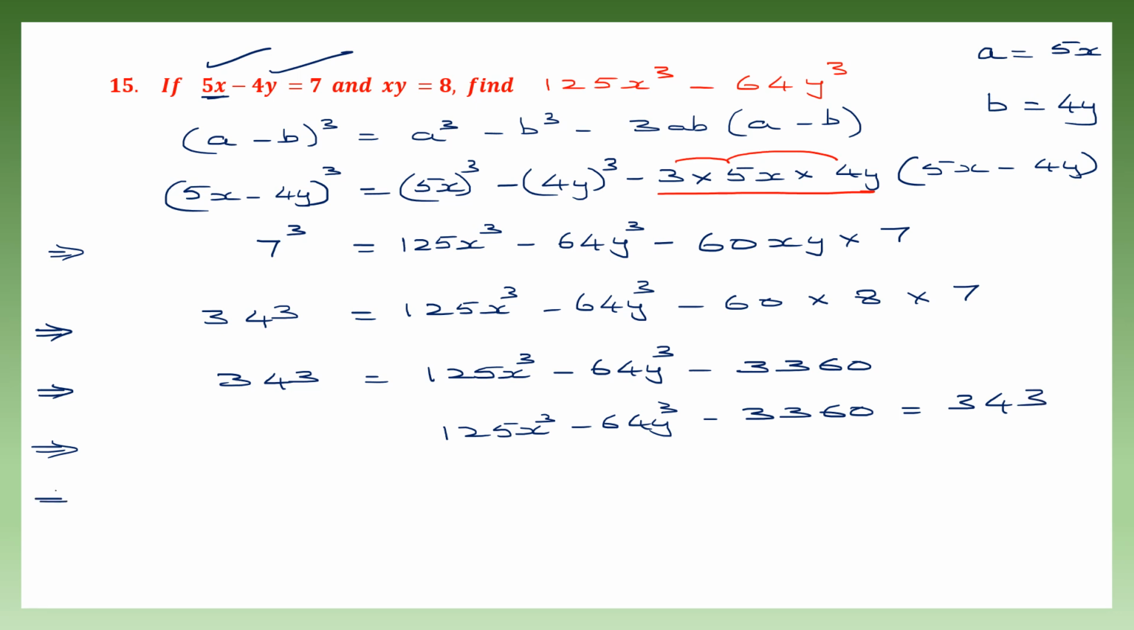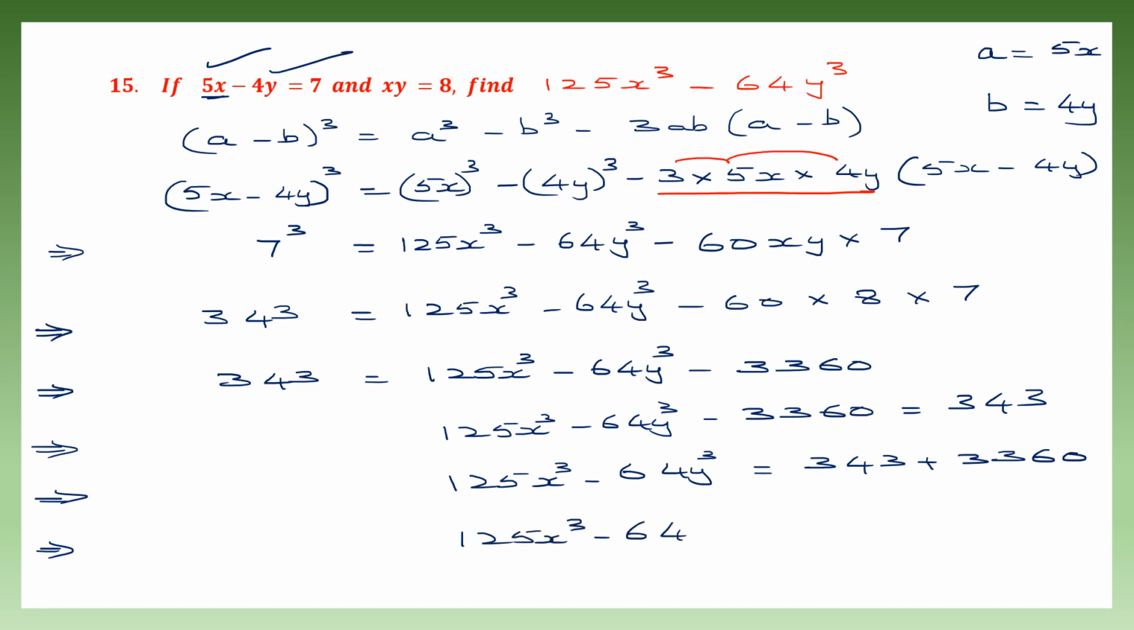So now to find the value of 125x cube minus 64y cube, we say 343 plus 3360. So that will be equal to 125x cube minus 64y cube is equal to 3703. So this is our answer.